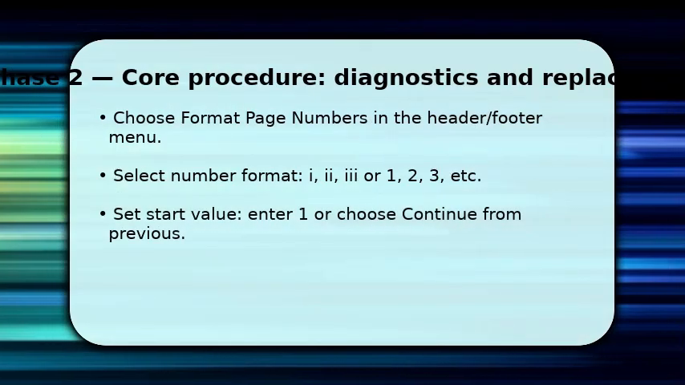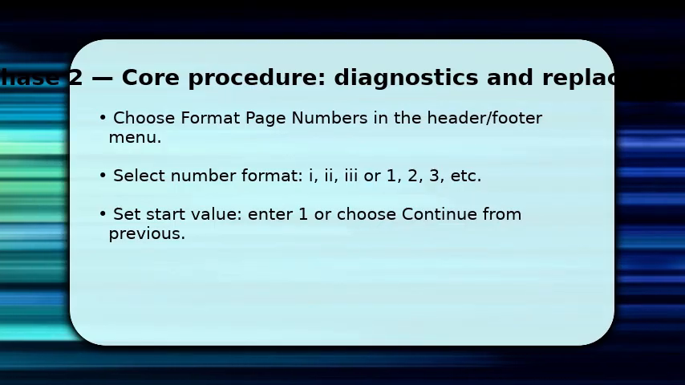Next, with the header or footer active, select Format Page Numbers to choose the style for that section. You should pick Roman numerals for front matter, I, II, III, and Arabic for body, 1, 2, 3.